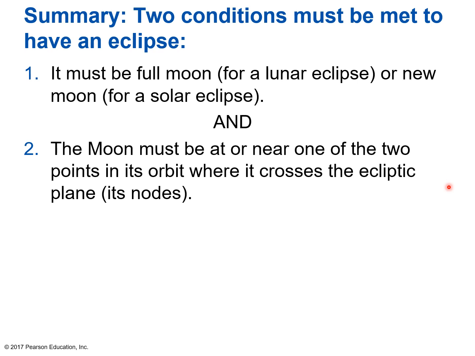Second condition is the moon must be at or near one of the 2 points in its orbit where it crosses the ecliptic plane. That's actually called its nodes. You don't have to know that word for this class, but the tilt has to be right so that it actually crosses in line between the sun and the Earth.